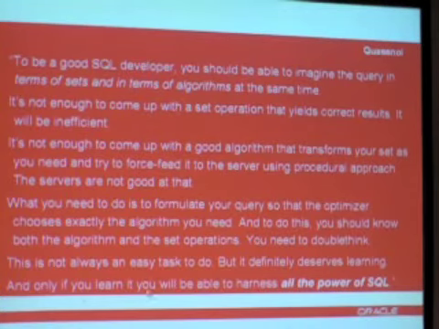And he called it double thinking. He says you need to sort of double think procedurally and set-based at the same time. And if you can do that, you'll be able to harness all the power of SQL at that point. You'll be able to get rid of a lot of code and do things much more efficiently.